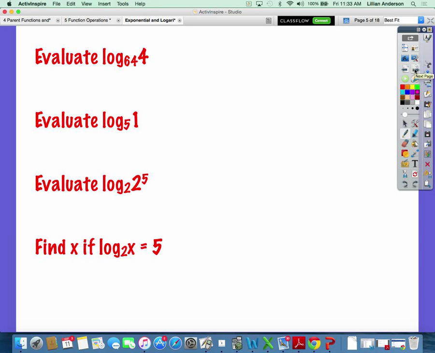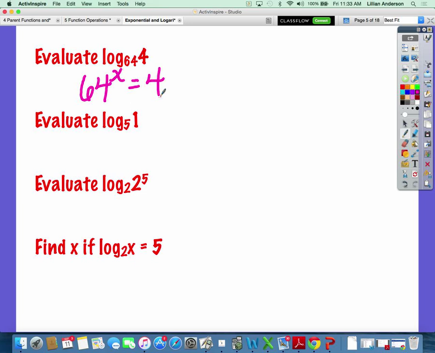Log base 64 of 4. What would that mean? Or how could I evaluate this? I'm still in the non-calculator part of everything. You set up like 4 to x. So it's 4 to the x equals 64? Careful. That's not a thing. It's 64 to the x equals 4. How do I solve this?